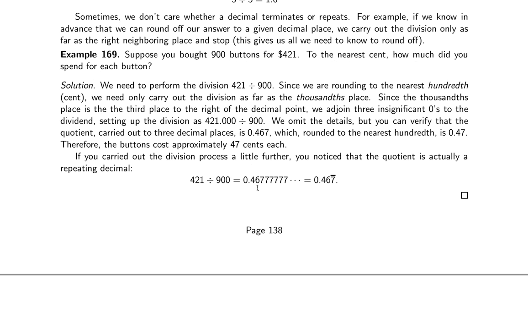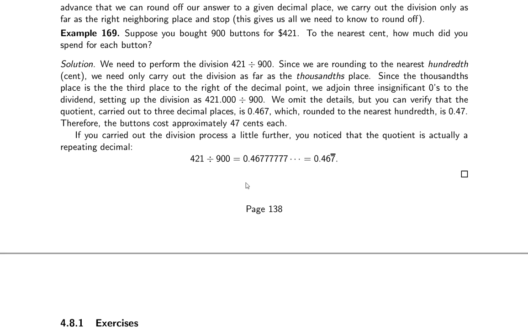Okay, so when you do the division, you can go through the steps, you'll get 0.467 with these sevens repeating. Okay, the units here are dollars, so this is 0.467 dollars.